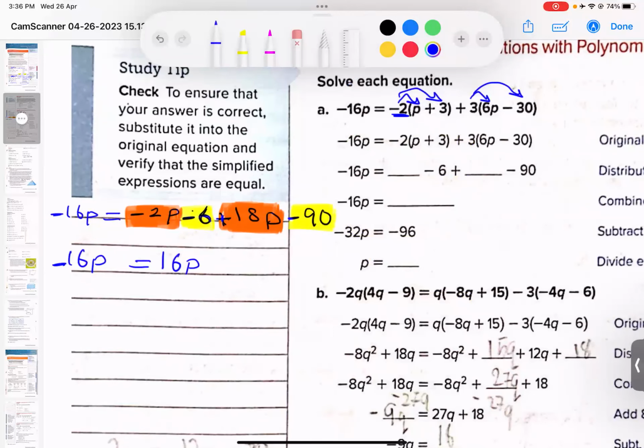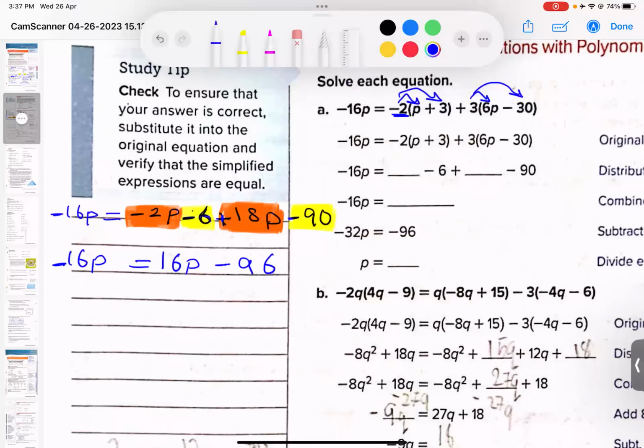So right now, we have -6 and -90. I'm talking about the absolute terms. We have -6 and we have -90. So it makes sense. I need to add them together, right? Because they have the same sign. So it's supposed to be -96, right?